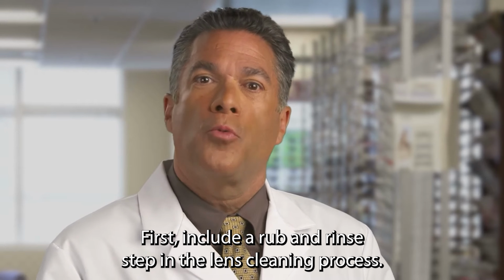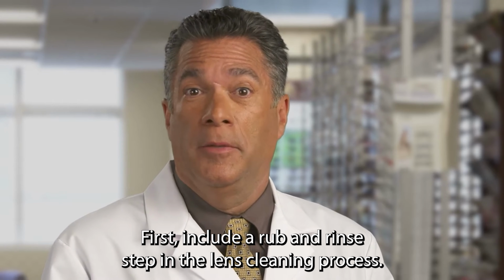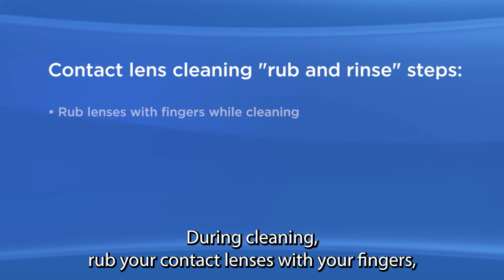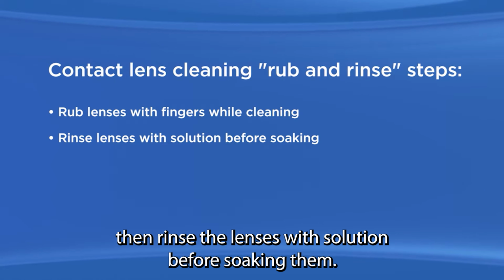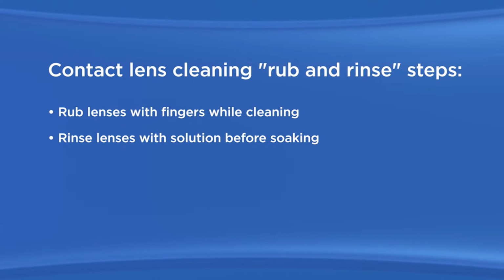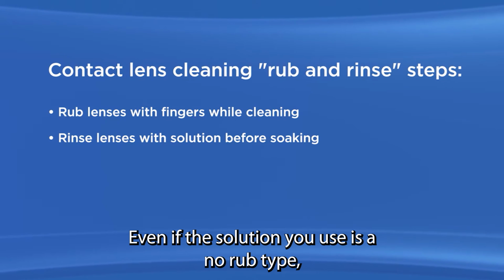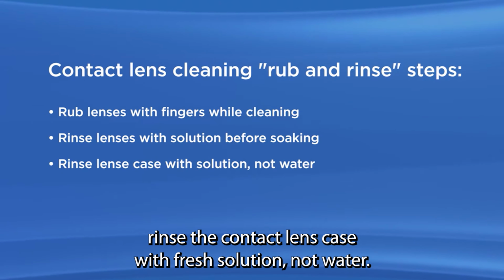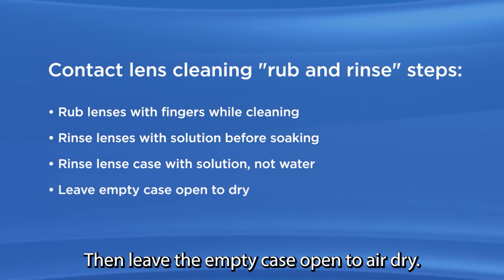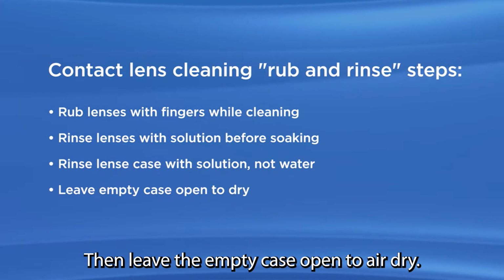First, include a rub and rinse step in the lens cleaning process. During cleaning, rub your contact lenses with your fingers, then rinse the lenses with solution before soaking them, even if the solution you use is a no-rub type. Rinse the contact lens case with fresh solution, not water. Then leave the empty case open to air dry.